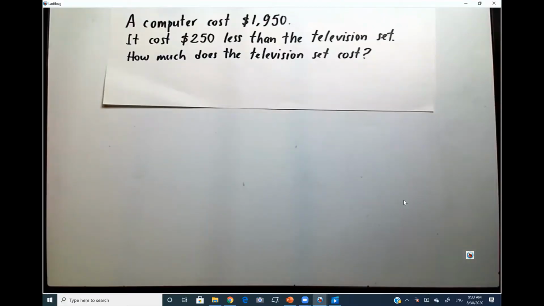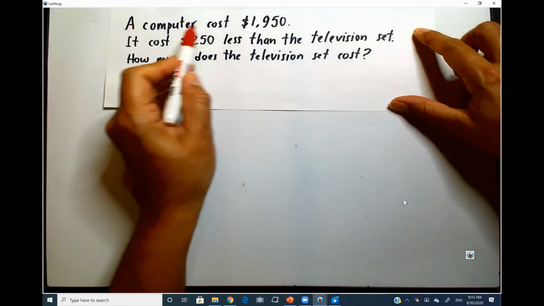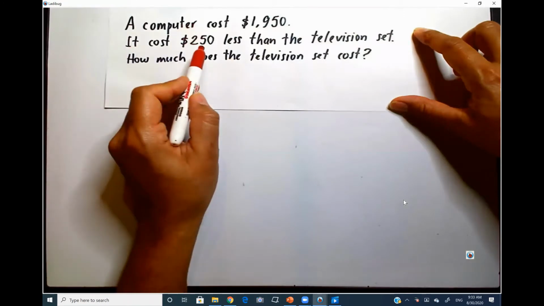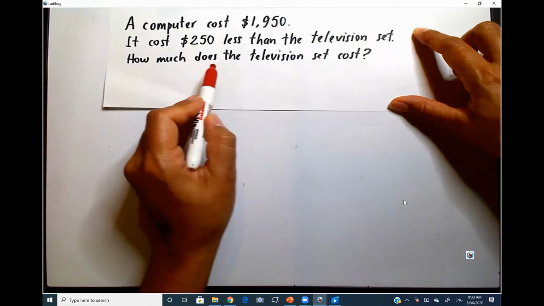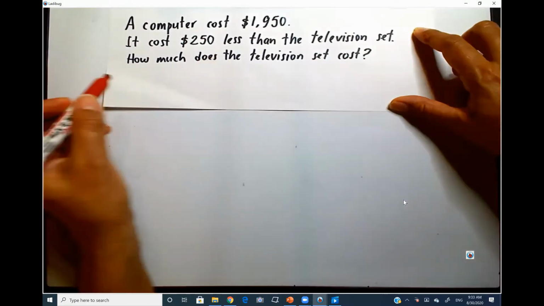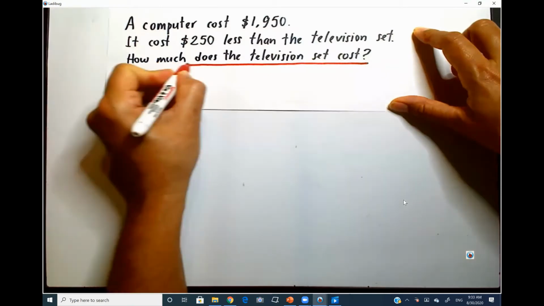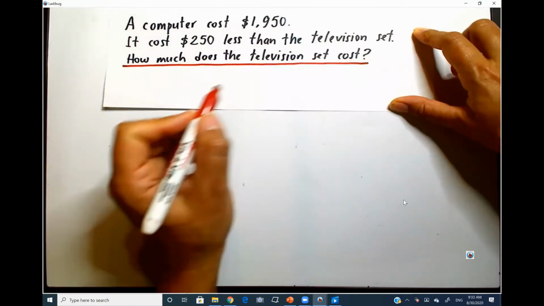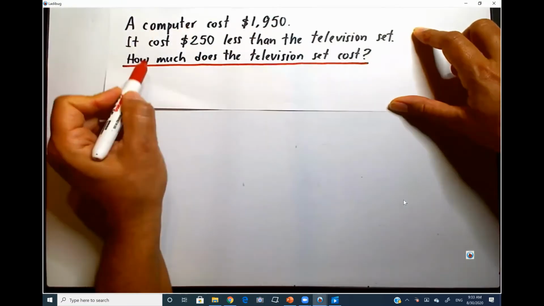The first step to solve the problem is to read it. A computer costs $1,950. It costs $250 less than the television set. How much does the television set cost? Now the next step is to underline the question to make sure we're focusing on it. How much does the television set cost? Now I'm going to start underlining and representing the information that is going to help me to answer this question.